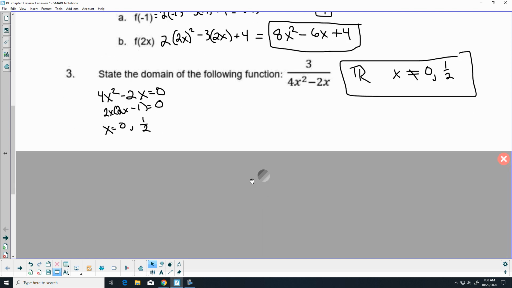Number 3, you need to state the domain. Well, we've got a fraction, so you just set the denominator equal to 0. Solve, and I got 0 and 1/2. So my domain is going to be all real numbers except for 0 and 1/2.